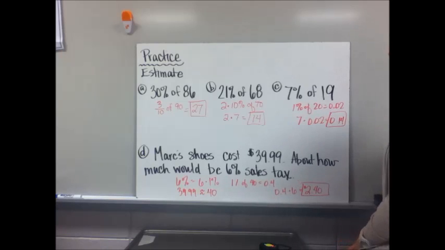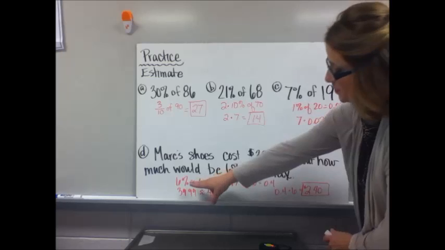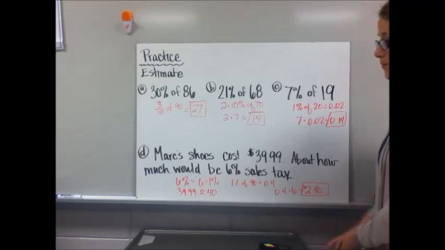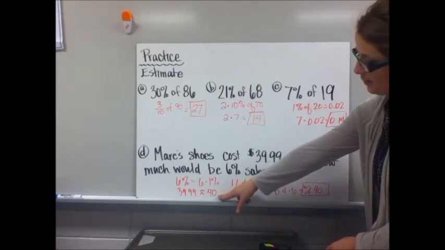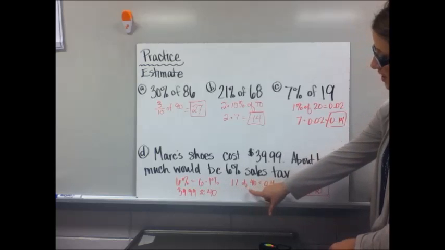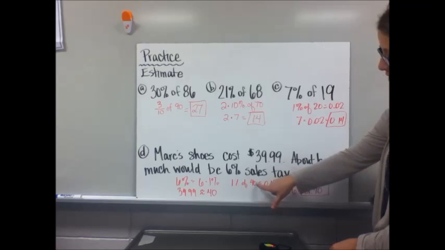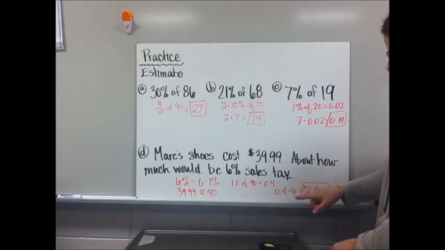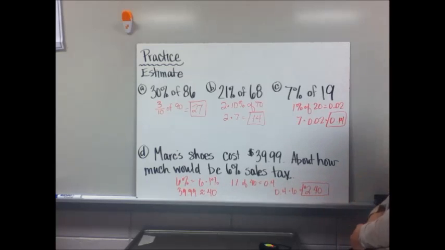For part D, Marcy's shoes cost $39.99. Actually, that's Mark, not Marcy. I'm having a hard time reading it today. About how much would 6% of sales tax be? So 6% can be thought of as 6 times 1%, and $39.99 is about 40. So 1% of 40 would be 0.4 because I moved the decimal 2 spots to the left. So I take that 0.4, multiply it times 6, and I have $2.40. So the sales tax on Mark's shoes would be about $2.40.